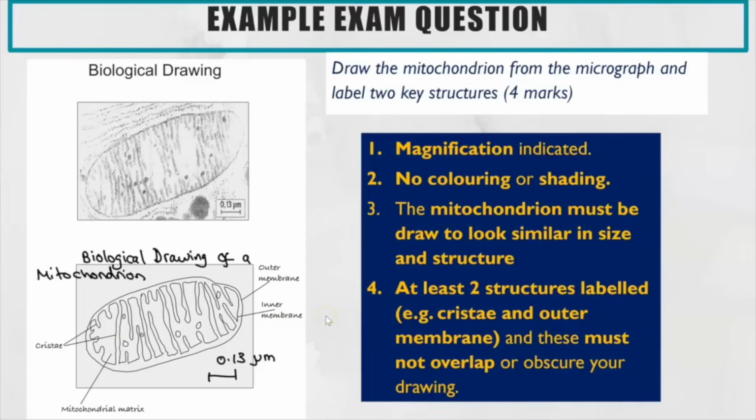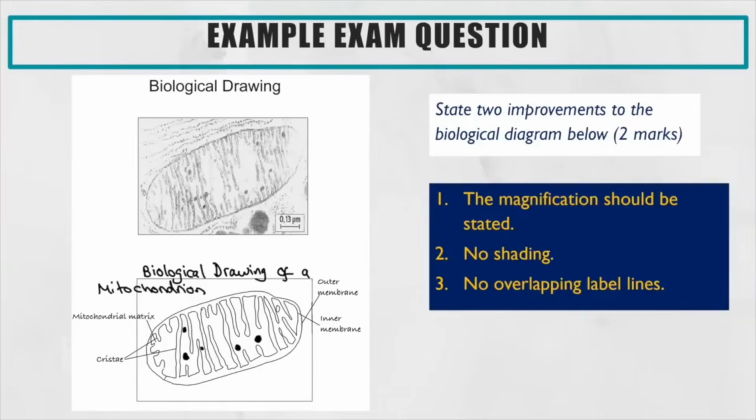So that's one way that this could be assessed within the exam. You have to do the drawing. Alternatively, you could be given the drawing and the original micrograph, and you are then asked to suggest 2 improvements to that biological diagram.